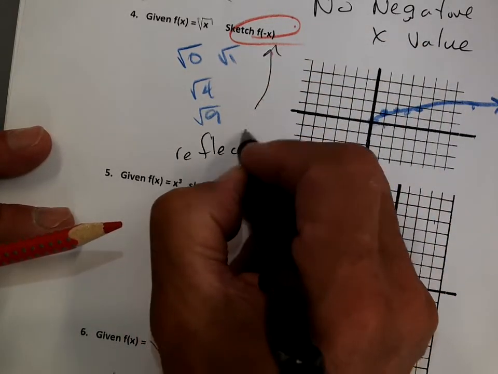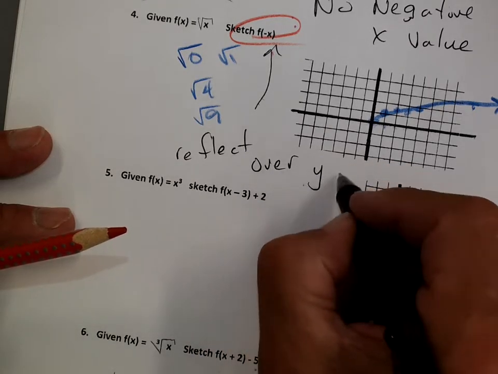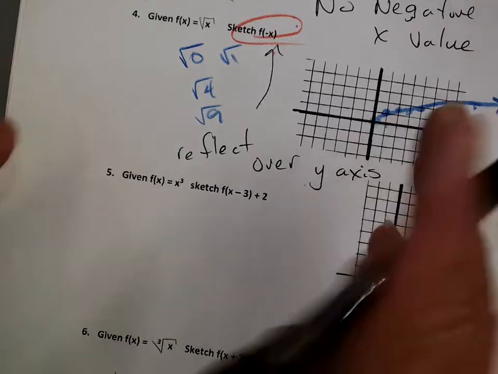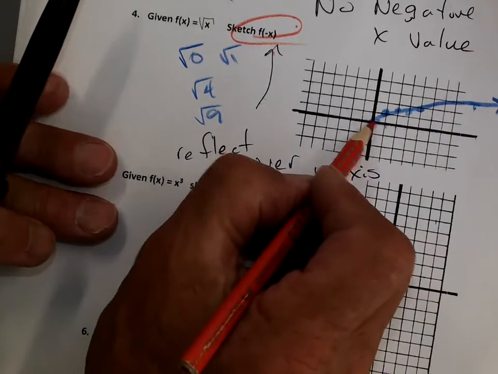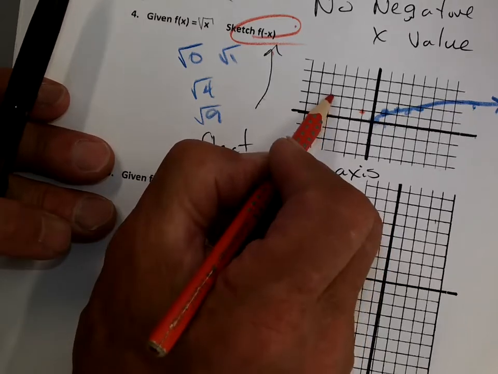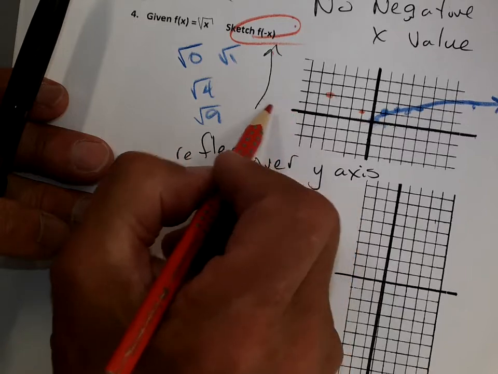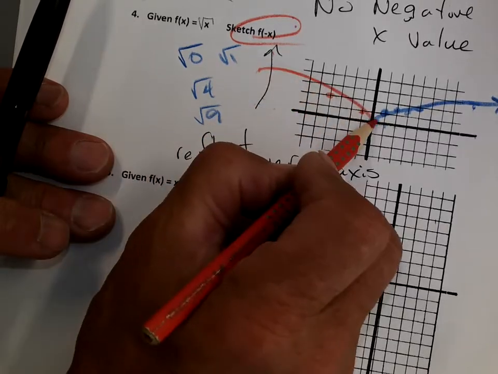Reflect over the y-axis. Okay, so it goes like this. Square root of 1 is 1. 1, 2, 3, 4. 4, because square root of 4 is 2. 1, 2, 3, 4, 5, 6, 7, 8, 9. Just 3. Looks like that.